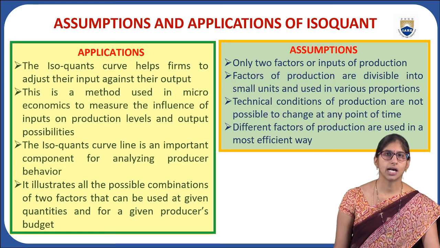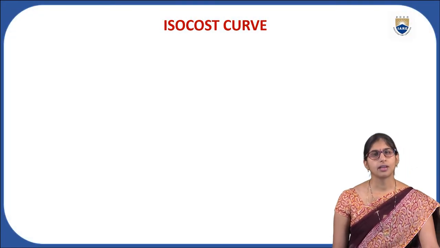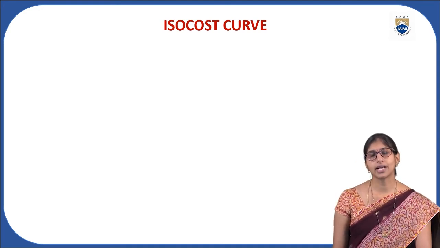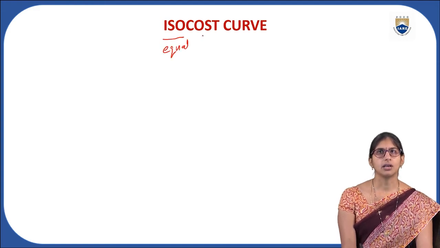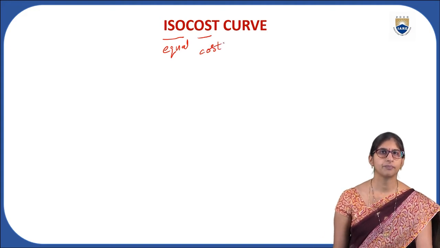So these are the assumptions of isoquant curves. Now let's discuss what isocost curves are. The name itself says iso, meaning equal, as we discussed. And cost is, of course, an expenditure for the manufacturer or the producer.